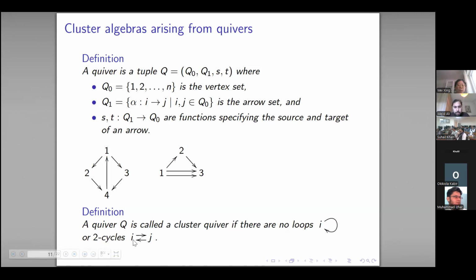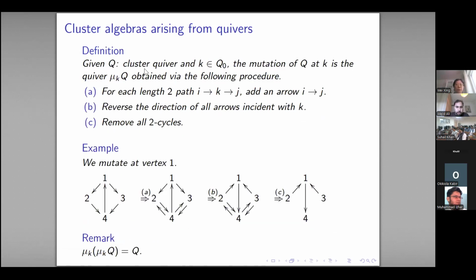And a 2-cycle is a pair of arrows between 2 vertices i and j, where the 2 arrows go from i to j and j to i. So in the quivers we talk about today, we do not allow these 2 configurations. Okay, now let me introduce the mutation of a quiver.